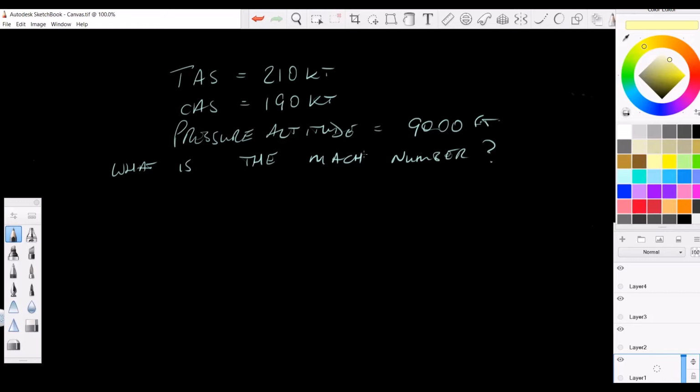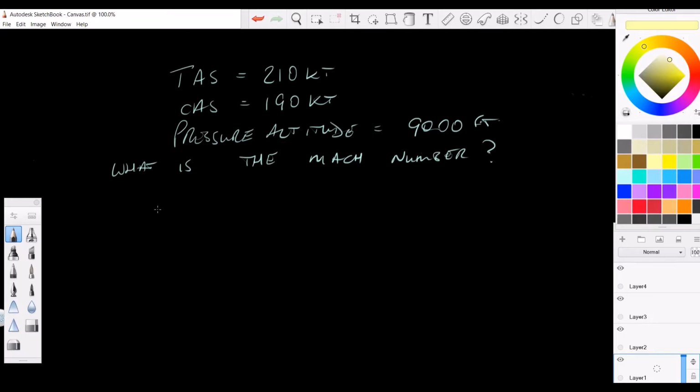Now, technically, we can work from CAS to Mach number just knowing the pressure altitude, because the relationship between CAS and Mach number is that the pressure is related to pressure altitude, not to temperature at all. But we're not going to do that because that's a non-standard thing. What I'm going to do is use the TAS, the CAS and the pressure altitude to find the temperature. So that's going to be the first step. And obviously we're going to do that on a CRP5.